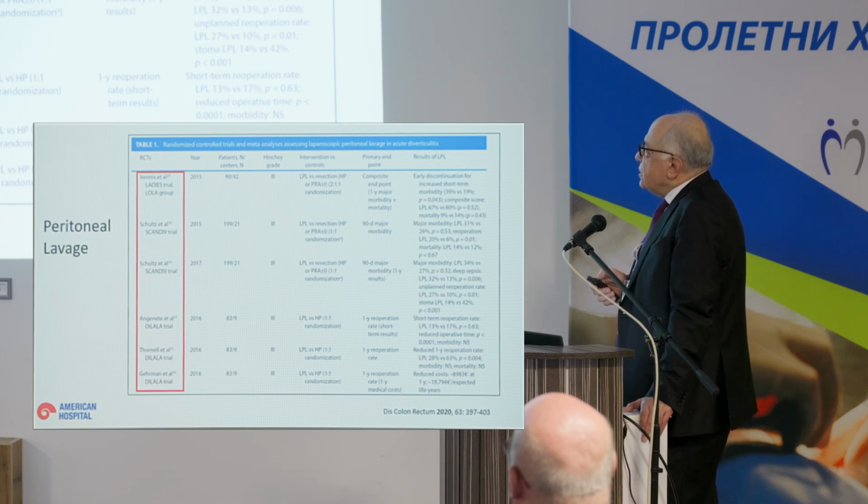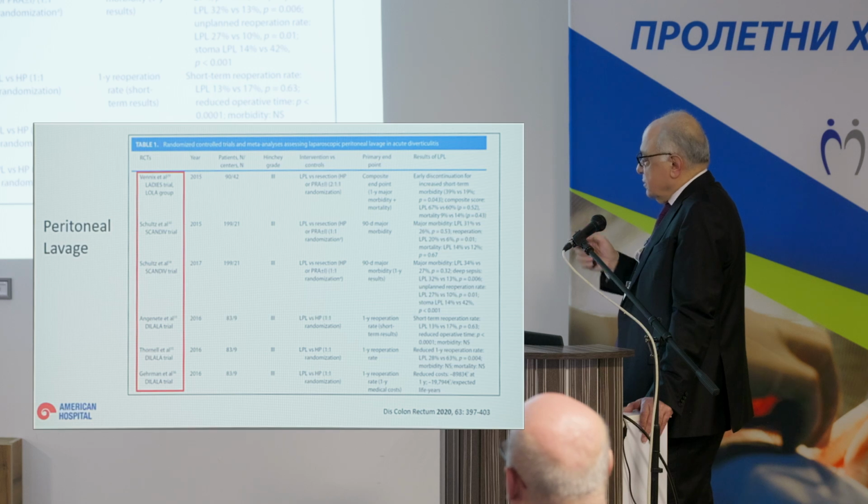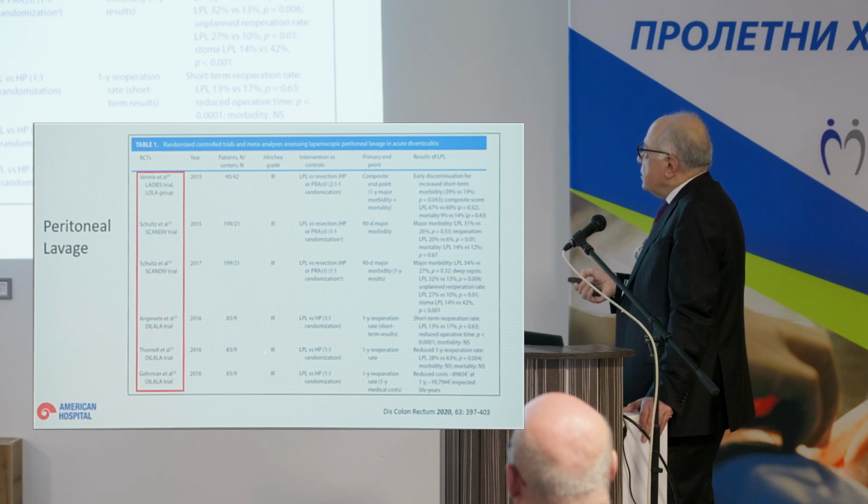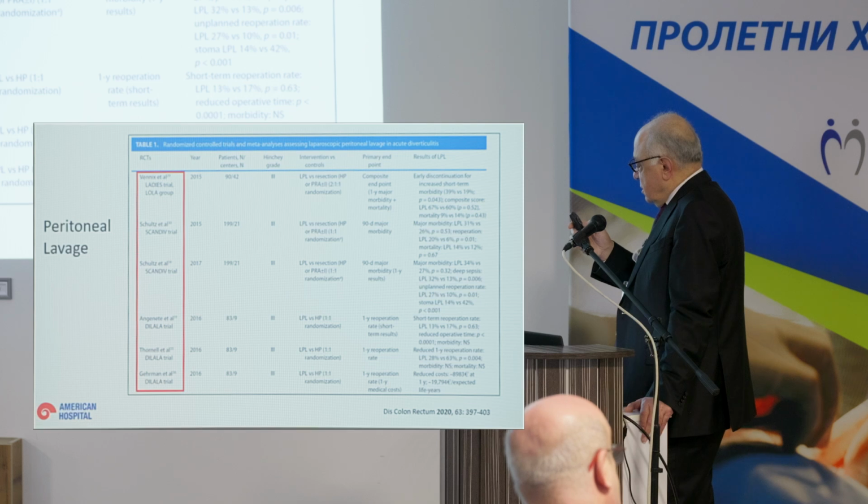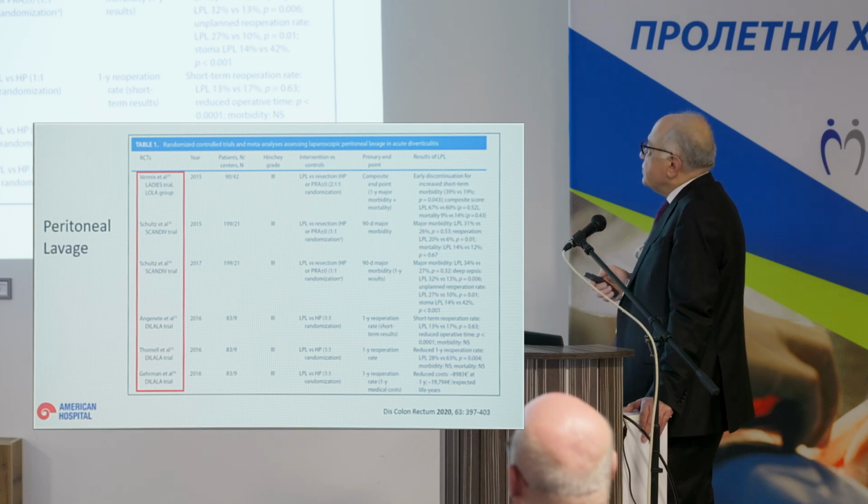At the beginning of the last 10 years, starting from 2015 up to 2017, some papers were published from the Scandinavian countries, and these studies talked about peritoneal lavage, which is the best way to treat stage 3 and some stage 4 patients. Here, most of them included grade 3 patients.